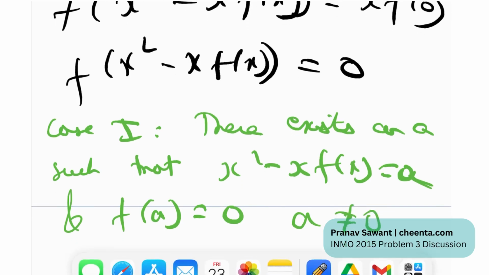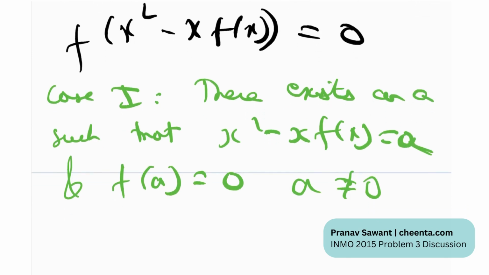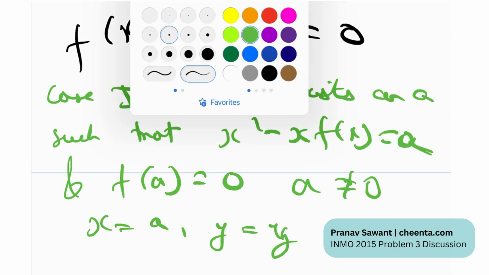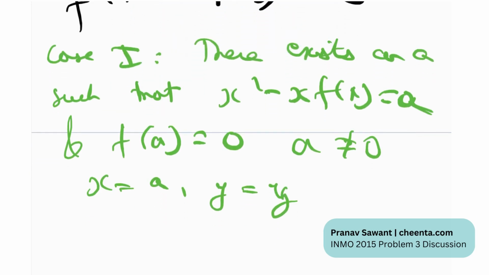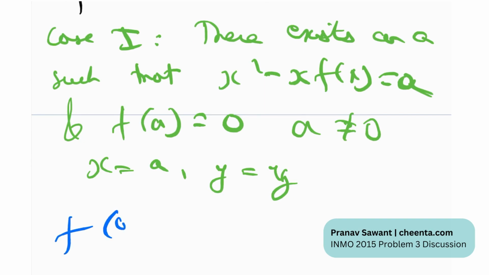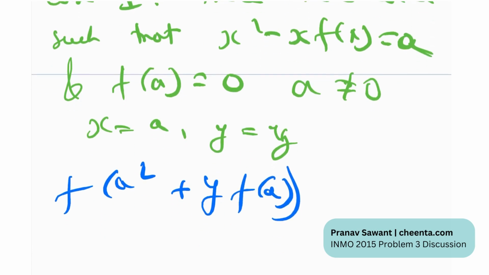Now at this point I'm again going to use a little bit of substitution. I'm going to plug in x equals a, and I'm going to plug in y equals y, and let's see what we get over here. Once I do this, I will get f of a squared plus y times f of a, and that will be equal to, on the right hand side, a times f of a plus y.